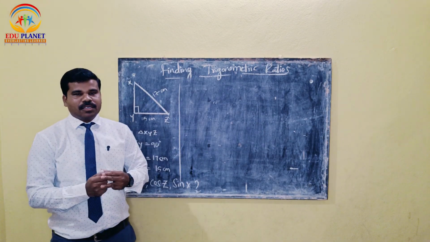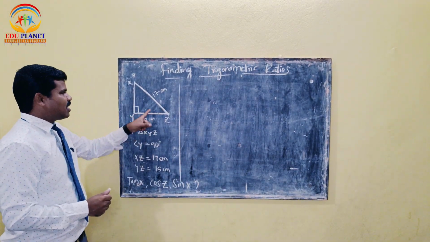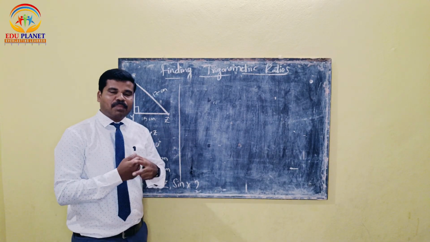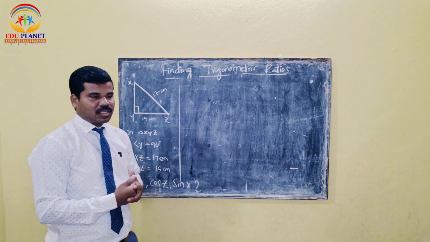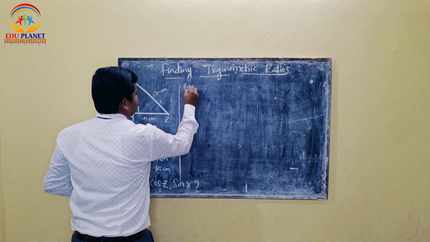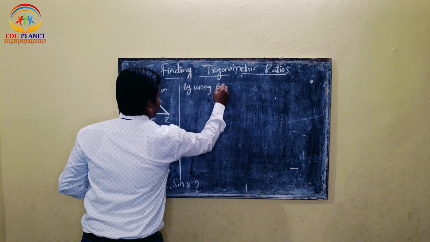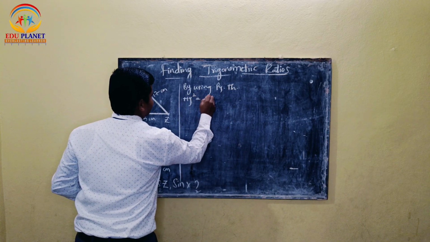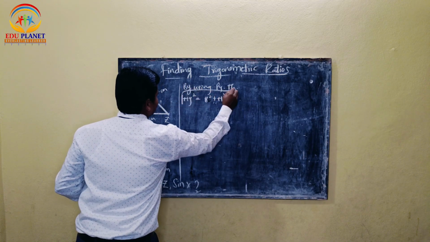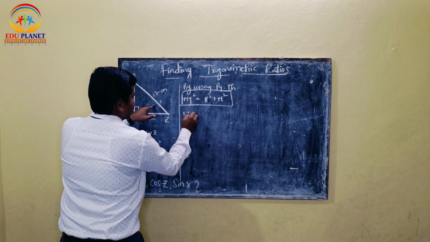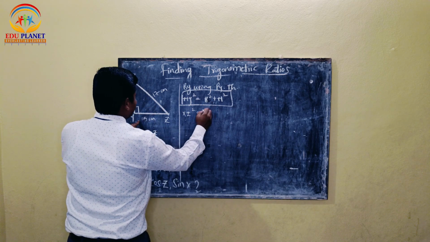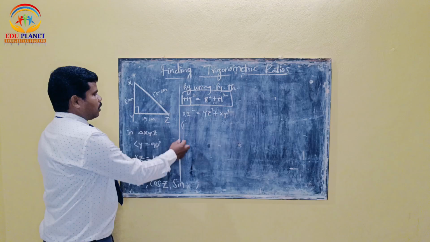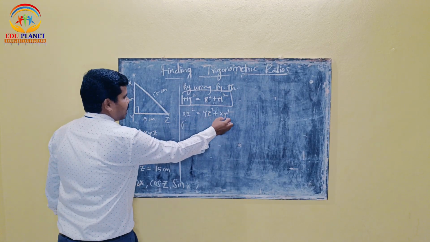The first step in the solution is that we need to find all three sides of the right triangle. Two sides are given, one side is not given. By using the Pythagoras theorem, we need to find the third side. We know the process. The Pythagoras theorem tells us hypotenuse square equals base square plus height square. What is the hypotenuse here? XZ equals, base square YZ square plus height square XY square. XZ square equals YZ square plus XY square.